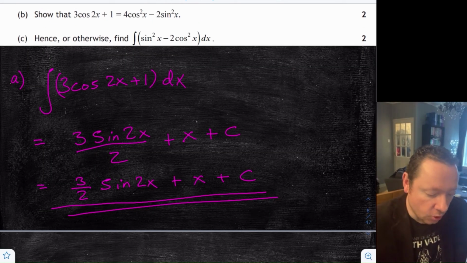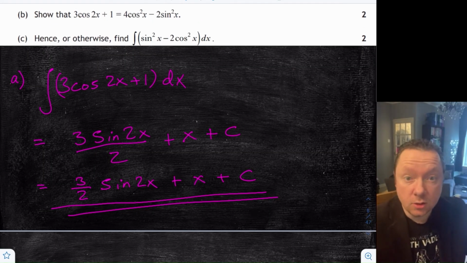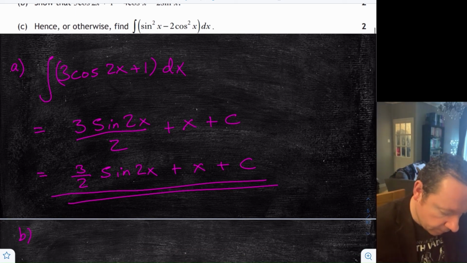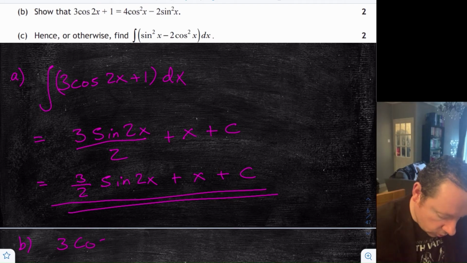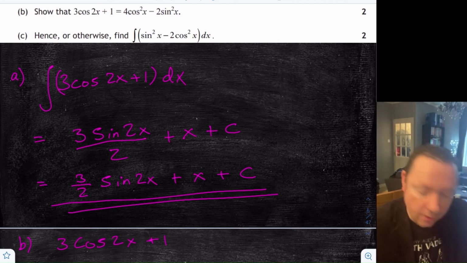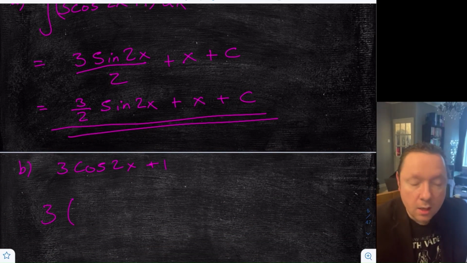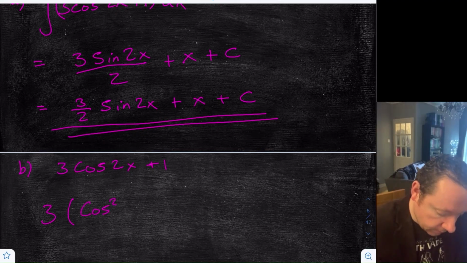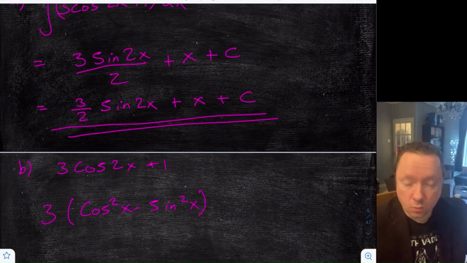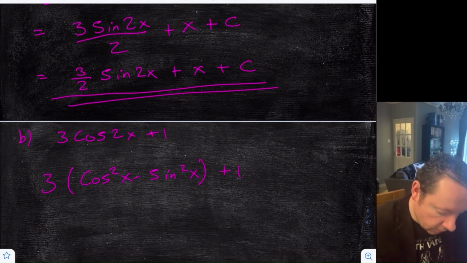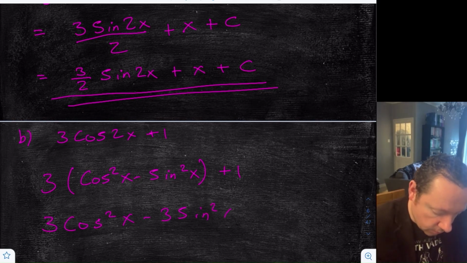Part B says show that 3 cos 2x add 1 equals 4 cos squared x minus 2 sine squared x. So it's a trigonometric question. We have to use our cos 2x expansion from the start of the exam paper. So part B, 3 cos 2x plus 1. I'm going to try and make that look like the right hand side. So cos 2x, I'm going to expand to cos squared x minus sine squared x. And that's still plus 1. So that's 3 cos squared x minus 3 sine squared x plus 1.